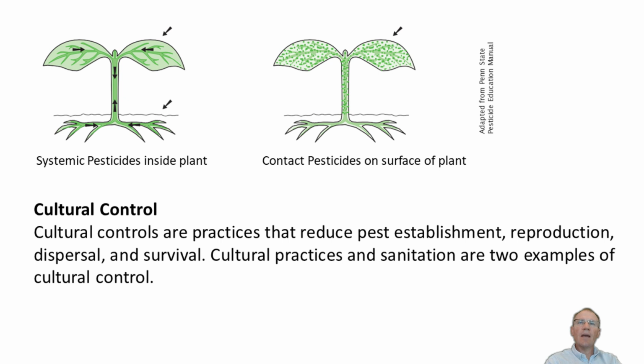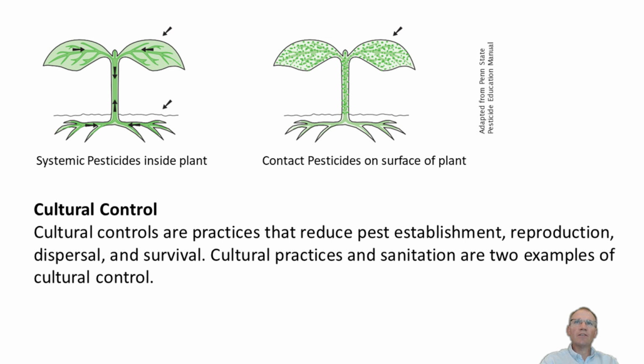When we look at cultural controls, these are practices that reduce pest establishment, reproduction, dispersal, and survival. Cultural practices and sanitation are two examples of cultural control. That understanding of cultural control, especially when we talk about sanitation, is very important in pest management. Just thinking about an insect like a German roach, sanitation is huge.